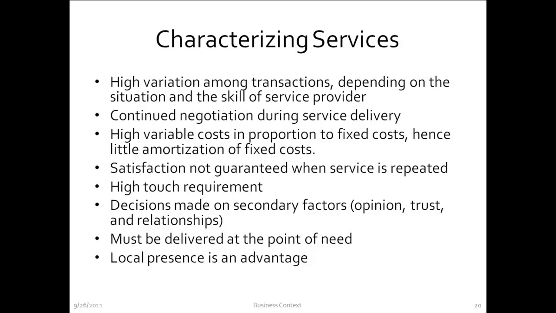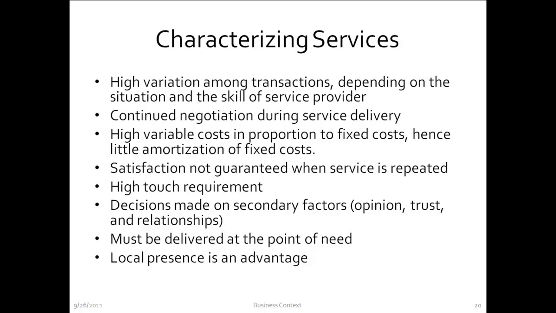Thirdly, with services, the proportion of fixed costs to variable costs in delivering the service is actually very low. Most of the costs are actually taken up by the variable costs. So there is little opportunity to spread out large fixed costs across multiple transactions. In other words, there is very little economy of scale.